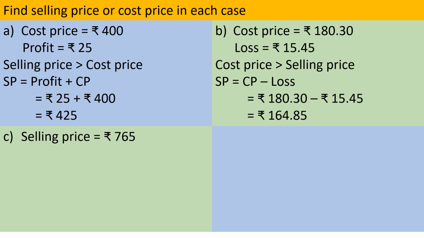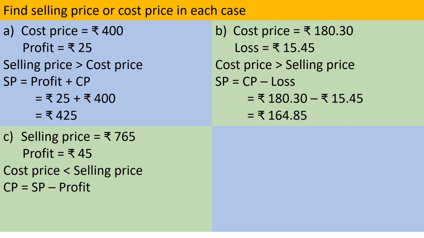Let us do one more question. Selling price equals rupees 765 and there is a profit of rupees 45. If there is a profit and selling price is given to you, it means the cost price will be less than the selling price. It means just subtract the profit from the selling price and you will get the cost price. So the cost price is 720.